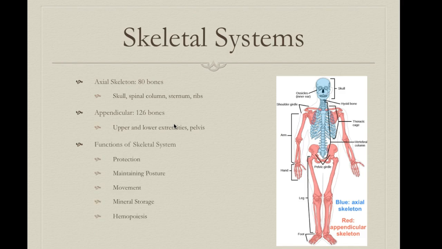Finally, it's important to note the functions of the skeletal system. Protection is a pretty obvious one, especially the axial skeleton, which helps protect a lot of vital organs. Maintaining posture, attachment points for movement, mineral storage, and a really interesting fact is hemopoiesis, which is the production of blood cells in the red bone marrow. So those are really important functions that you may not have known. And so taking care of your bones through proper nutrition and exercise is really important for your overall health.